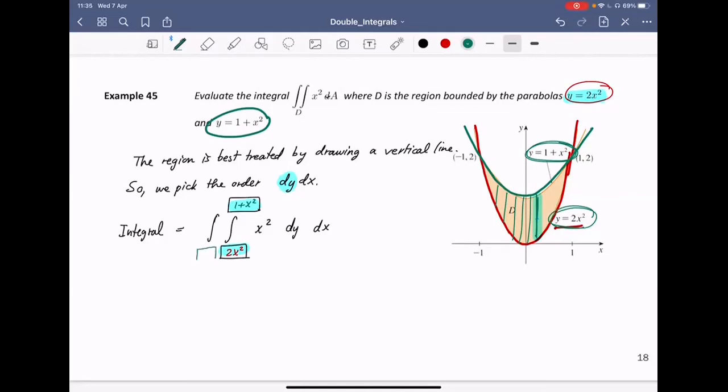And then x from where to where? How do you know? You figure out the x values that you draw the vertical line with respect to. Here you can see that x is between -1 and 1, right? That means you integrate from -1 to 1. You see, the hardest part of double integration is setting up the integral. If you set this up, you're done. The rest of the work is just calculation.